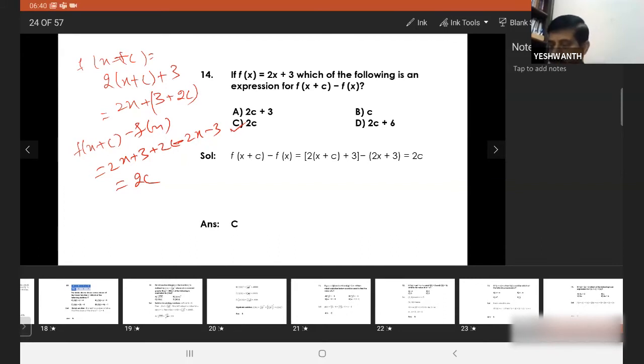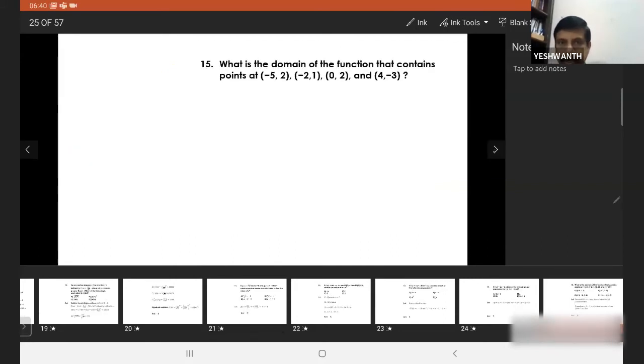Okay, let's go to the next question. What is the domain of the function that contains points at minus 5, 2, minus 2, 1, 0, 2, and 4, minus 3? So whenever he gives a function in ordered pairs, they all are ordered pairs, isn't it? Minus 5, 2 is an ordered pair, minus 2, 1 is an ordered pair, 0, 2 is an ordered pair, 4, minus 3 is an ordered pair, like that. So in an ordered pair, first value is the domain. And the second number in the ordered pair denotes the range. So if you look at this, domain will be minus 5, minus 2, 0, and 4.